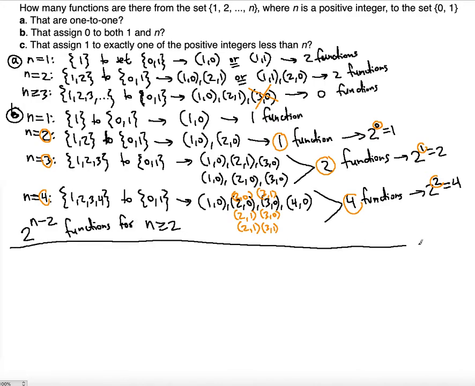Now the last part is very interesting. It asks that we assign 1 to exactly one of the positive integers less than n. So we're going to take it case by case. When n is equal to 1, we're going to map only one element to the given set.